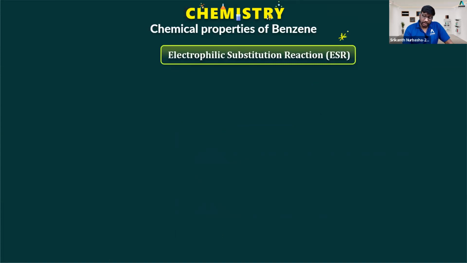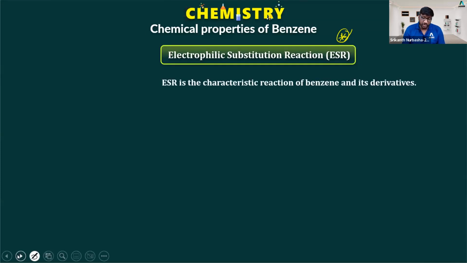And the chemical properties of benzene: because of the electron rich pi electron density present in benzene, it will mainly undergo electrophilic substitution reactions. Many types of electrophilic substitution reactions we can study, like Friedel-Crafts alkylation, acylation, nitration, sulfonation. Halogenation also comes under that category.